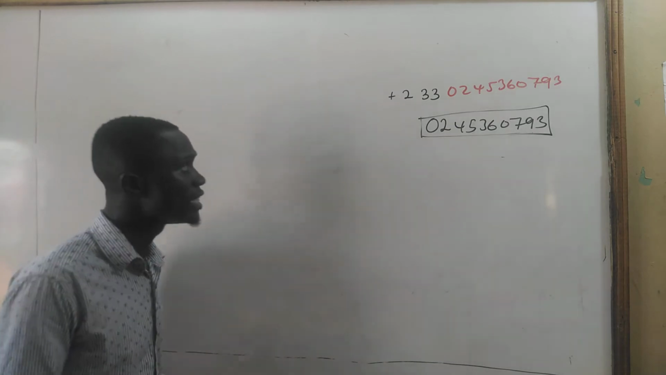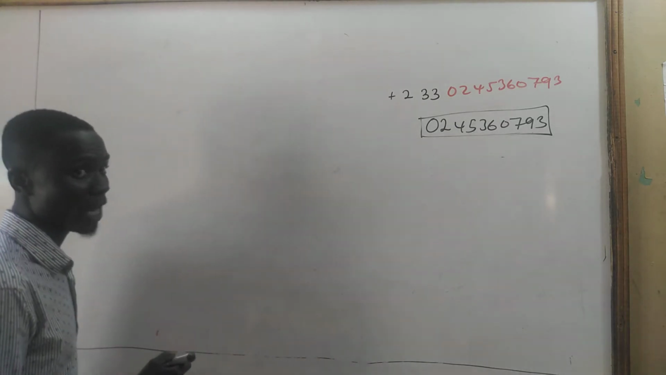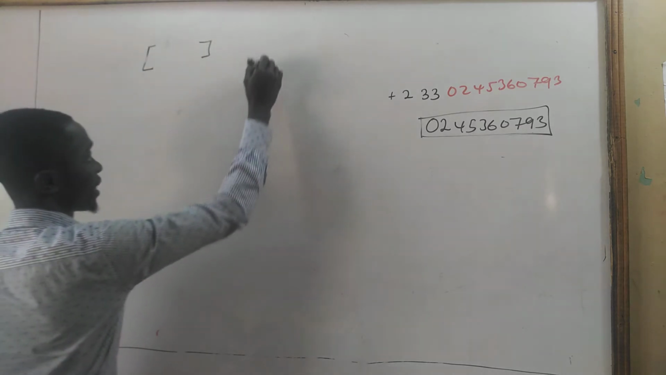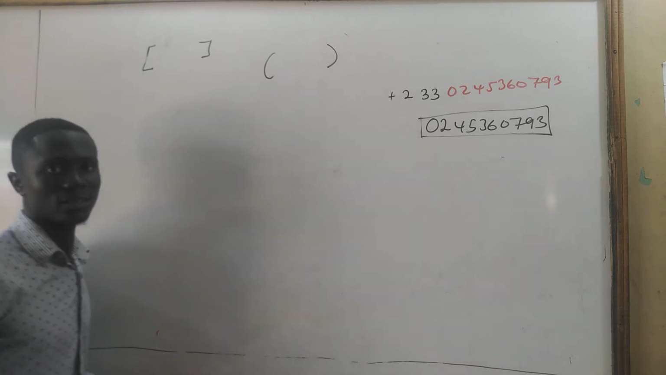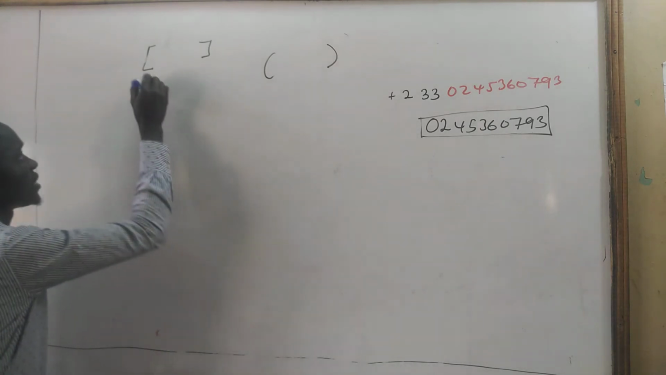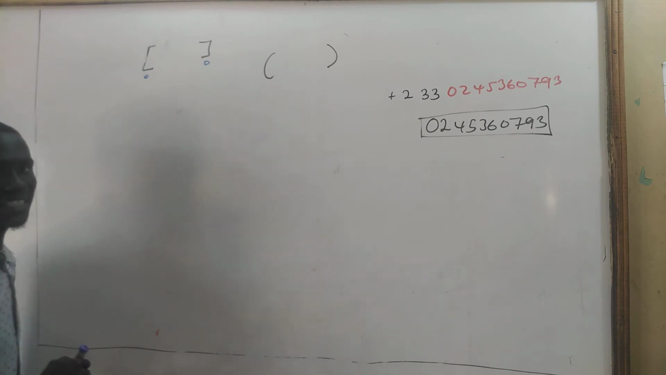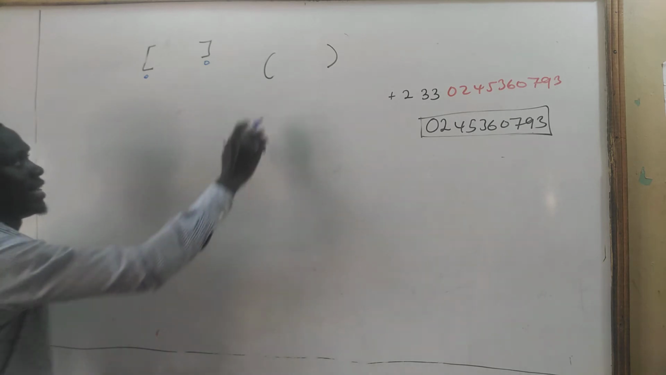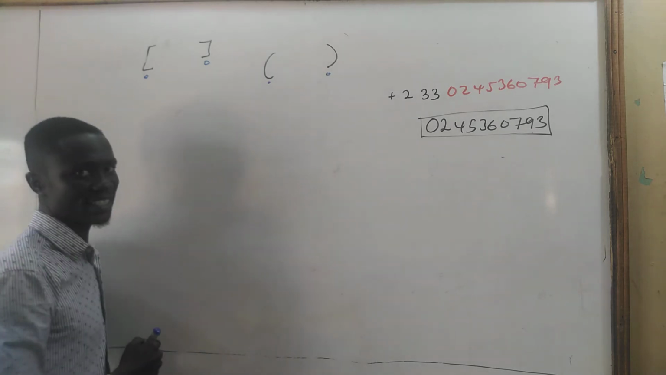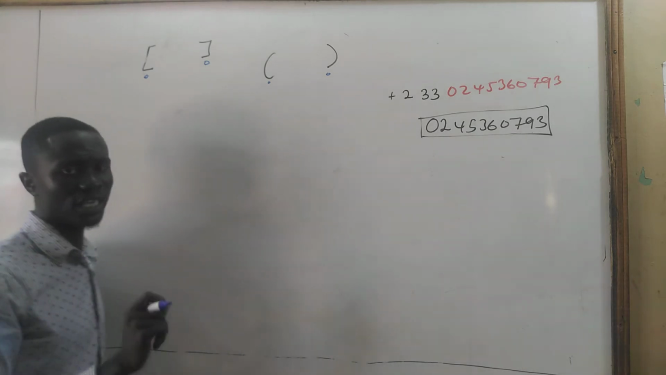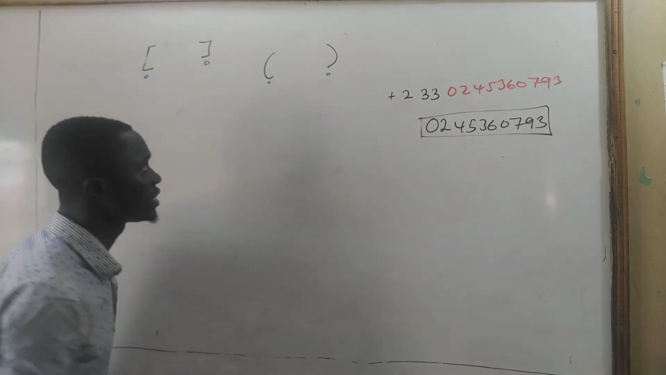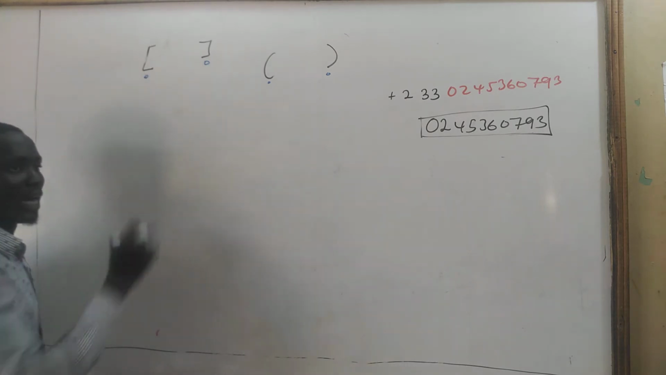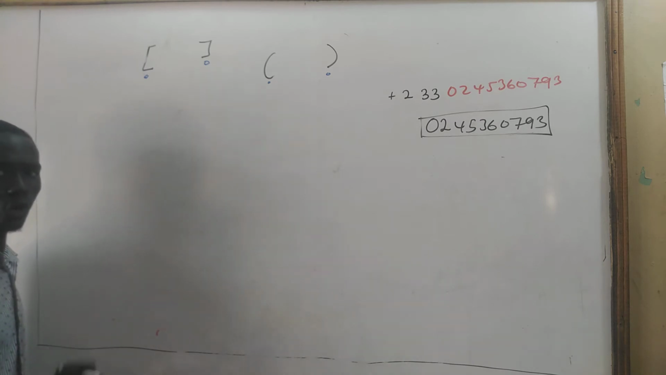In writing interval notation, we make use of the rectangular brackets and the parenthesis brackets. When we use the rectangular brackets, we mean that the endpoints are included. If we use the parenthesis brackets, we mean that the endpoints are not included. So whenever you see the rectangular brackets together, it means that we are dealing with less than or equal to or greater than or equal to.